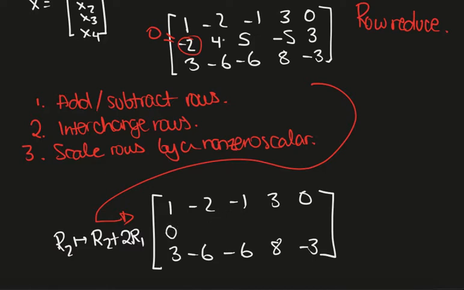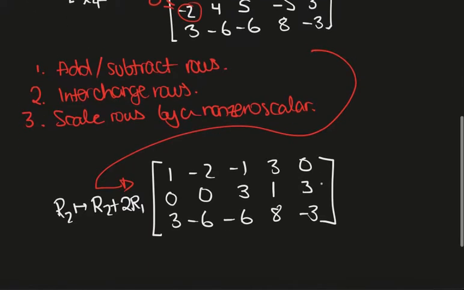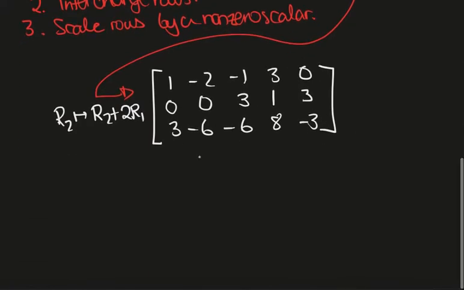That's what we want. If we take 2 of these, I get negative 4, so that also makes this a 0. If I take 2 of negative 1, that's negative 2. Add it to 5, I'll get 3. 2 of 3 is 6, so add it to negative 5, I get 1. 2 times 0 is 0. 0 plus 3 is 3. Okay, so now we have this.